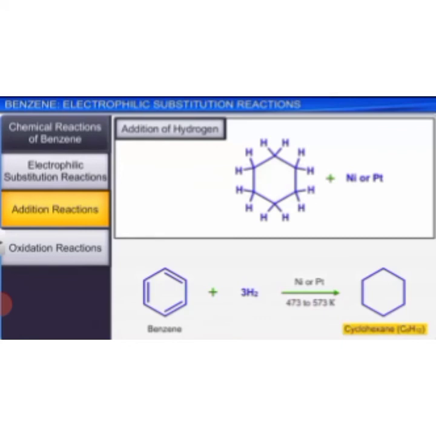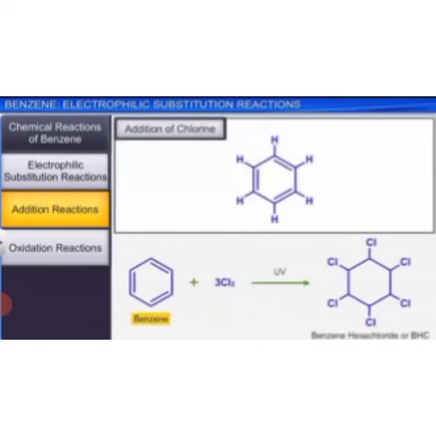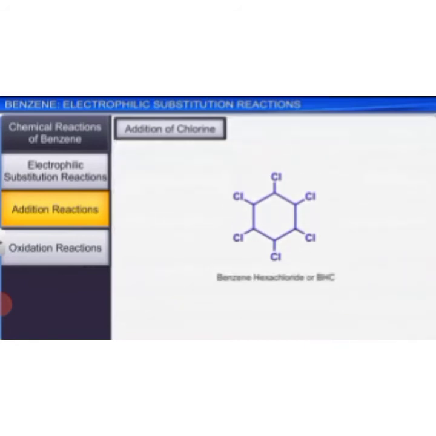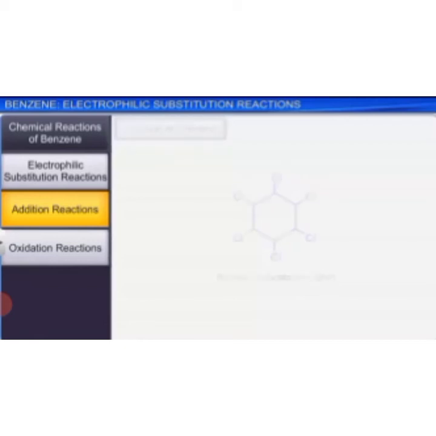Benzene reacts with chlorine or bromine in the presence of ultraviolet light to form benzene hexachloride or BHC. BHC is used as an insecticide and sold under the names of gamma-hexane or lindane or 666. Next, let's discuss the oxidation or combustion reaction of benzene.